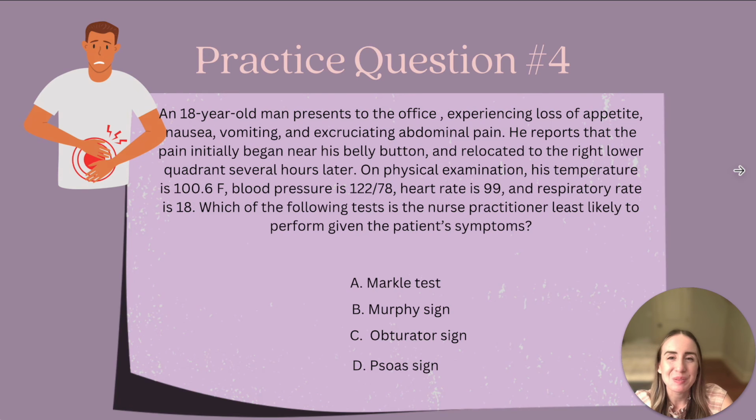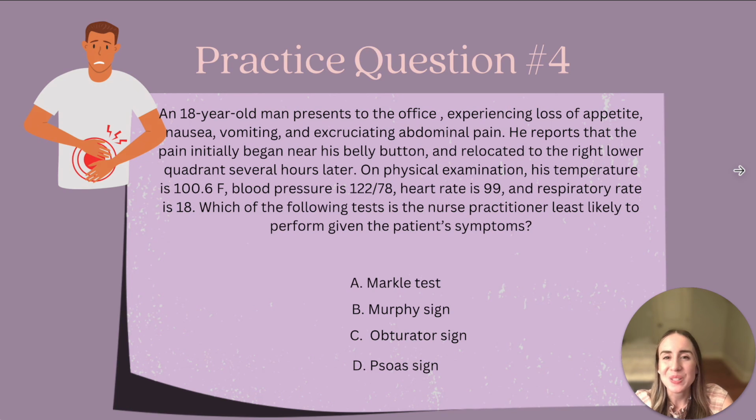What about option C, obturator sign? How is this performed? Remember, this test is performed by having the patient lie supine while flexing the patient's right leg at the hip and knee. The patient will experience right lower quadrant pain with internal rotation of the hip. This sign is frequently used to assess for appendicitis.